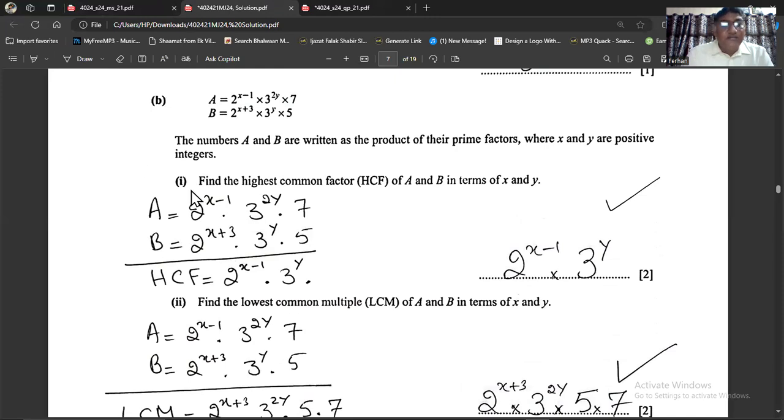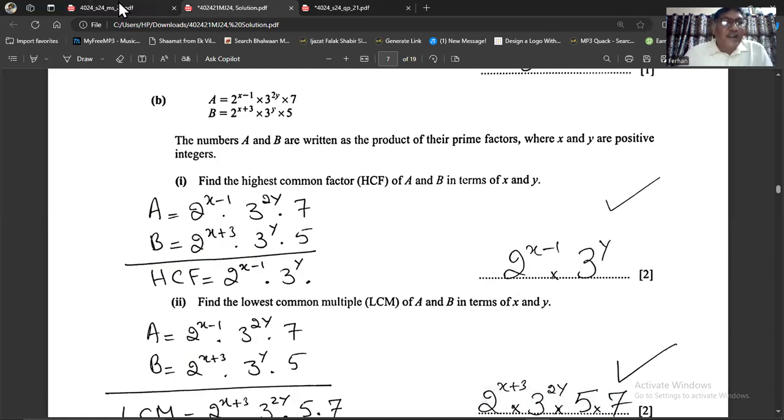So the common factor between them is 2, but I will write the smallest power of 2 here. That's why I will write 2 raised to power x minus 1. 3 is also common, so I will write 3 here, but I will write the smallest power out of these two powers, and that is y. So the HCF is 2 raised to power x minus 1 multiplied by 3 raised to power y.